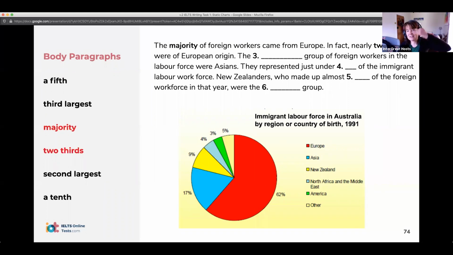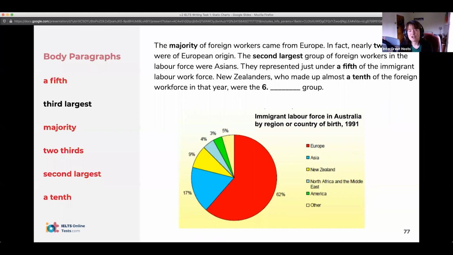Okay, and then we're moving down to, what are we going to put? Okay, very good, Ade. The second largest group. So we're linking now to the first one. Okay, they represented just under, very good, a fifth. So we've got 17%, a little bit under 20%. Number 5 would be, very good, Raven, a tenth, which is 9%.